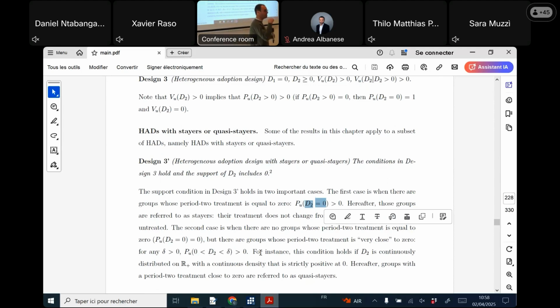So perhaps an easier way to think of that case is to think of the density of the period 2 treatment. You know, we're all familiar with the concept of the density of a continuous random variable. And this case with quasi-stayers will hold if the density of the period 2 treatment is continuous and strictly positive at 0. And those groups whose treatment is local to 0, we're going to call them quasi-stayers.